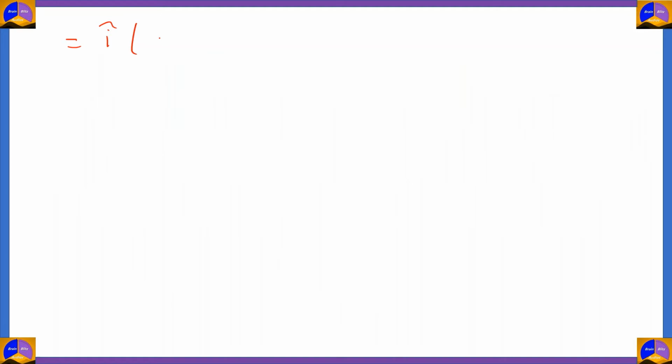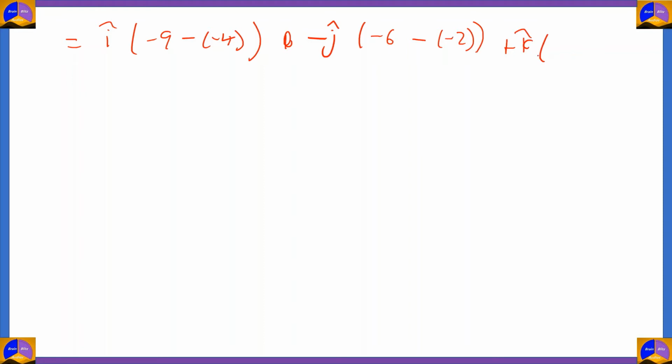So that'll be i cap into 3 times minus 3 is minus 9, minus of 2 times minus 2 is minus 4. And then minus j cap into 2 times minus 3 is minus 6, minus of 1 times minus 2 is minus 2. Plus k cap into 2 times 2 is 4, minus 1 times 3 is 3.